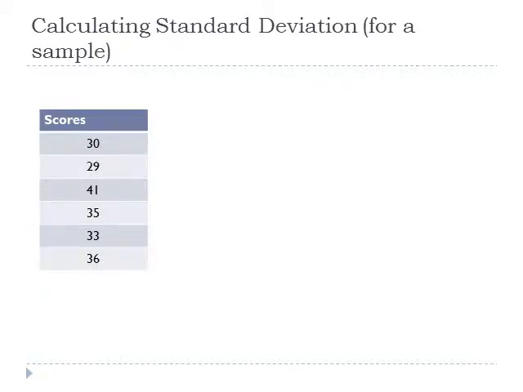So when we're calculating standard deviation, we start with a set of scores. We have a set of scores right here: 30, 29, 41, 35, 33, and 36. Okay, we have n equals 6 scores.